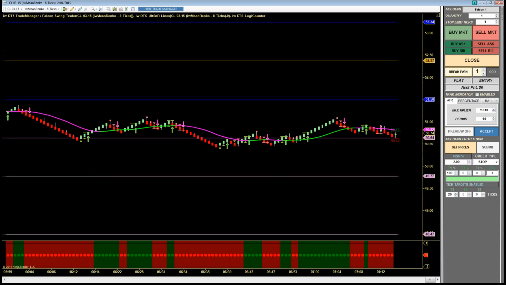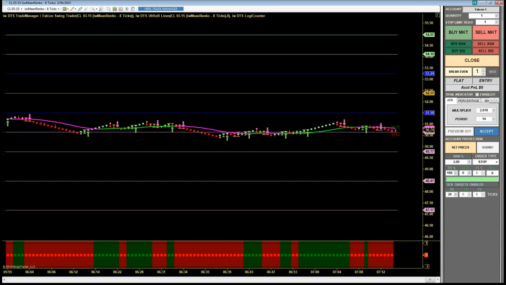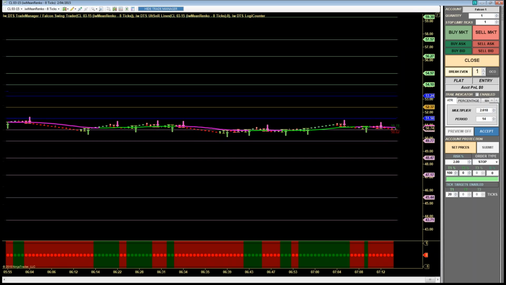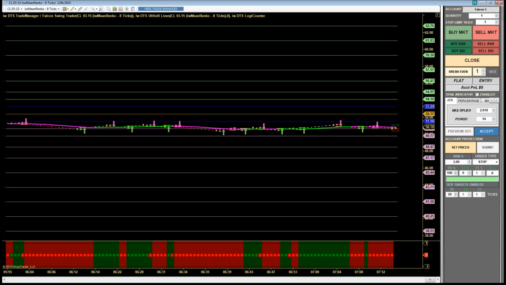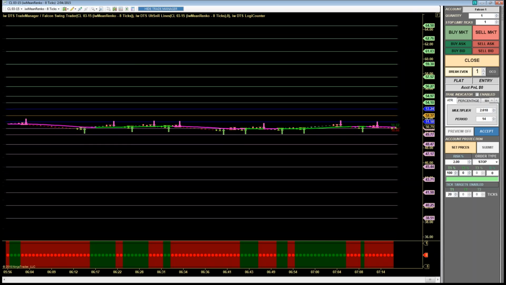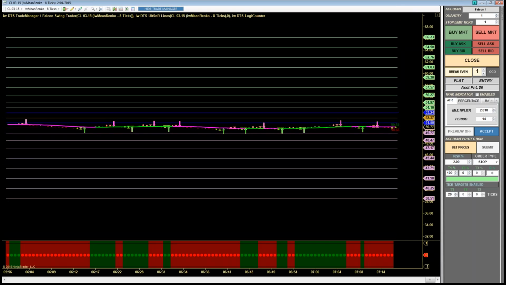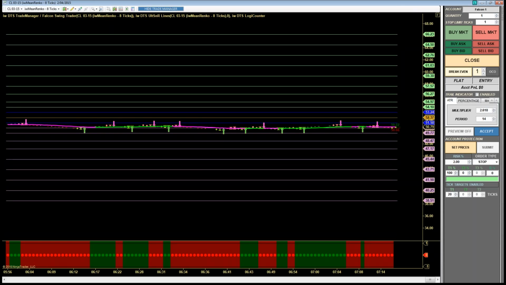Here on the Falcon, I've placed the Ultimate Support and Resistance Suite. Now, I'm quite proud of these. I developed these. These were a long time in the making. There's a whole lot of math behind these, let me tell you.